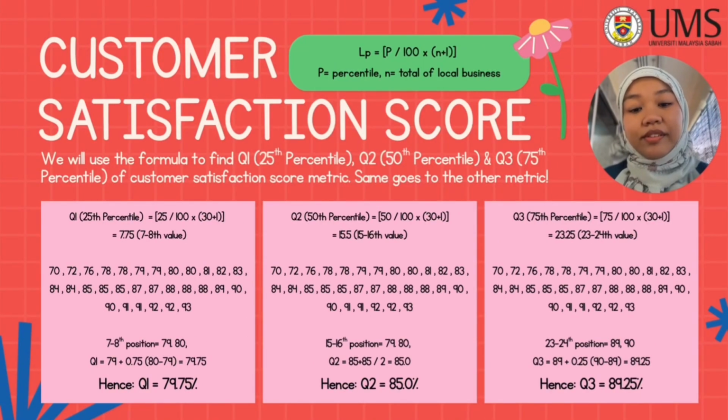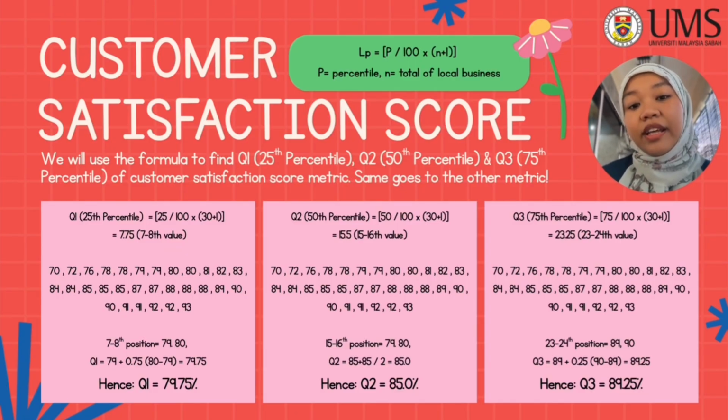Let's begin with the percentile analysis. As for the customer satisfaction score, the 25th percentile was 79.75%, the median was 85%, and the 75th percentile, which is the Q3, was 89.25%. So this indicates that the majority of businesses scored well above average in the customer satisfaction key metric.